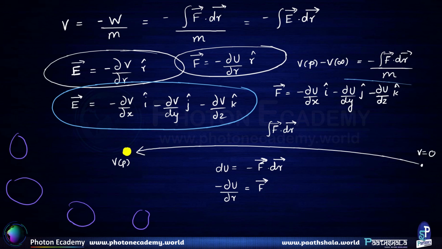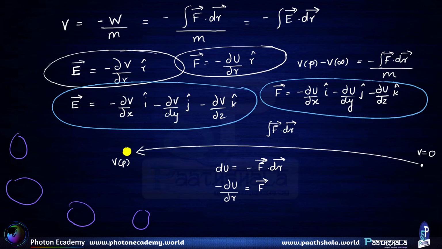So essentially, these two expressions are one and the same. If we divide the force and potential energy expression with mass m, we get the field and potential expression. Okay. So this is the concept of gravitational potential.